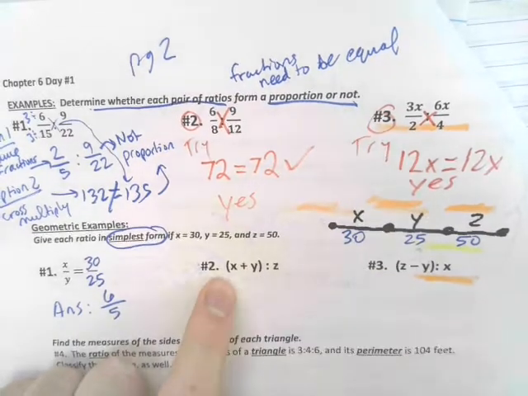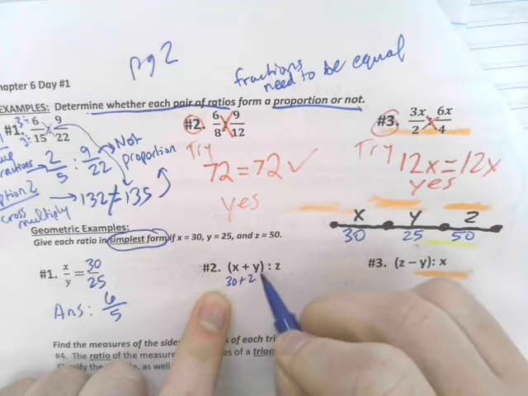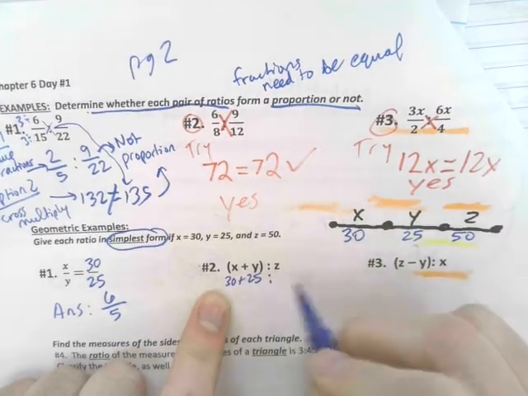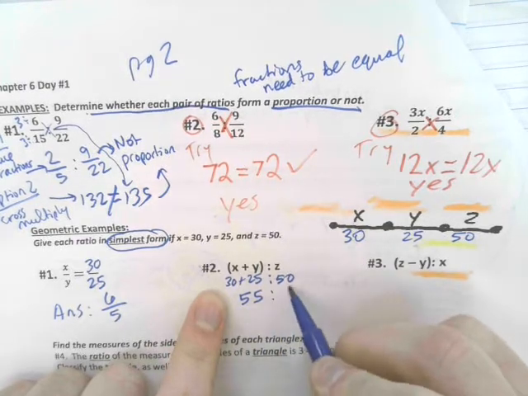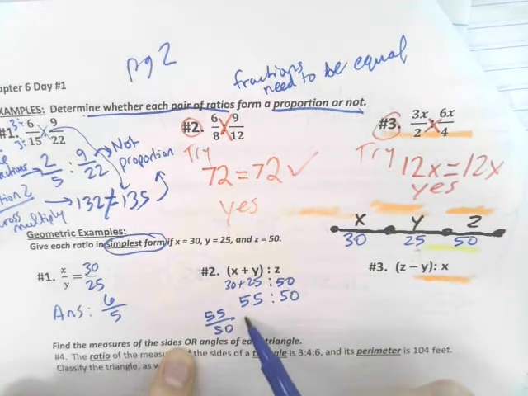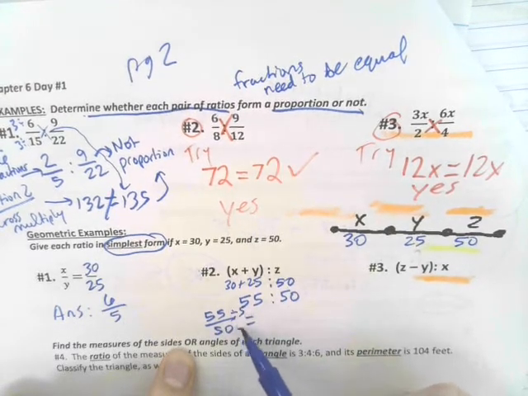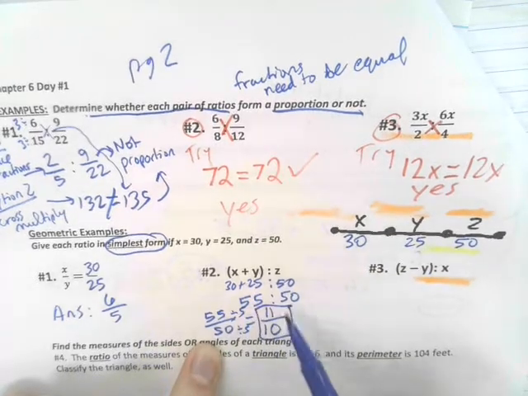How about this one? x plus y, that'd be 30 plus 25 compared to 50. So you get 55 compared to 50, which is really a fraction. And if you divide those both by 5, you get 11 over 10.